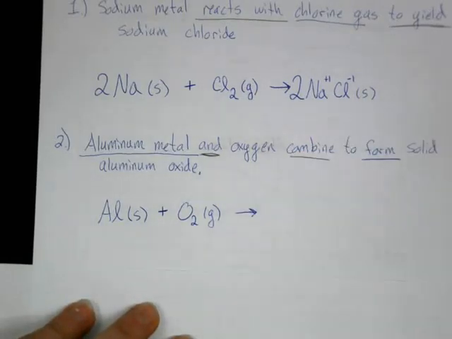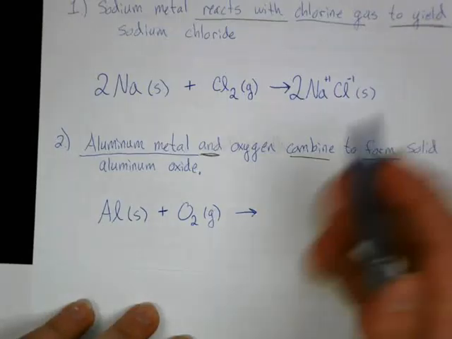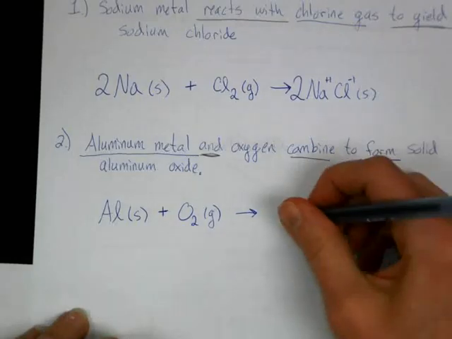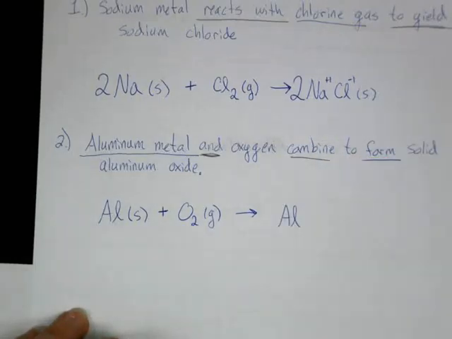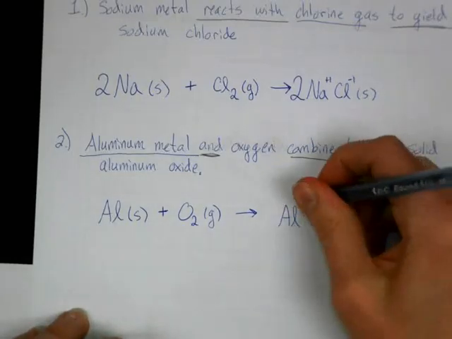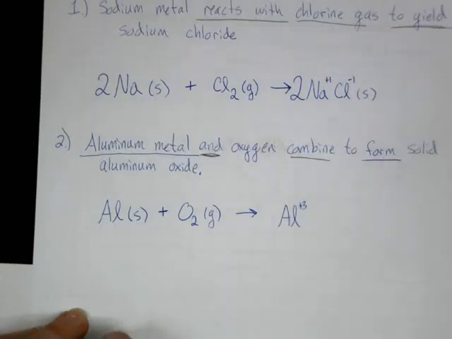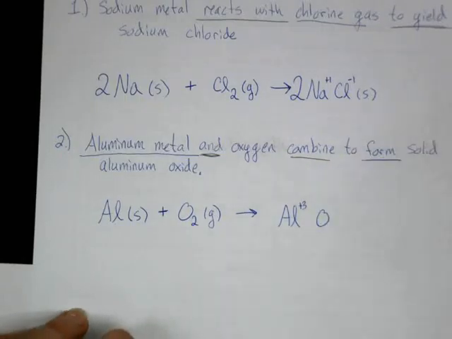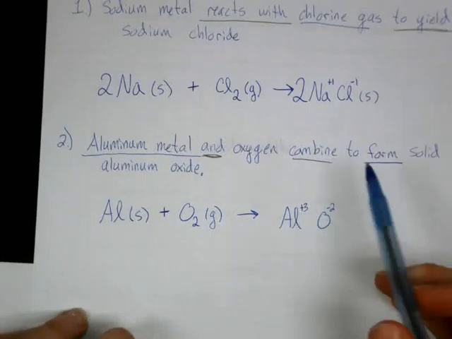It's forming, so I'm going to draw my arrow, solid aluminum oxide. Again, we have a metal and a nonmetal, so we have to look up our charges. Aluminum is Al. If you look on the periodic table, it has a +3 charge. Oxide is just O. If you look on the periodic table for that, it's a -2 charge.